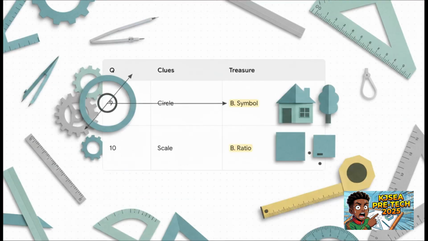For number 9, the key to dimensioning a circle is using the correct standard symbol. The right answer is B, because it properly uses the diameter symbol, that circle with a diagonal line through it, along with a leader line passing straight through the center. For number 10, the big clue is describe scale. A scale is really just a ratio, so the answer is B, the ratio of the dimensions of a drawing to the actual object. It's quite simply the mathematical relationship between your paper and reality.